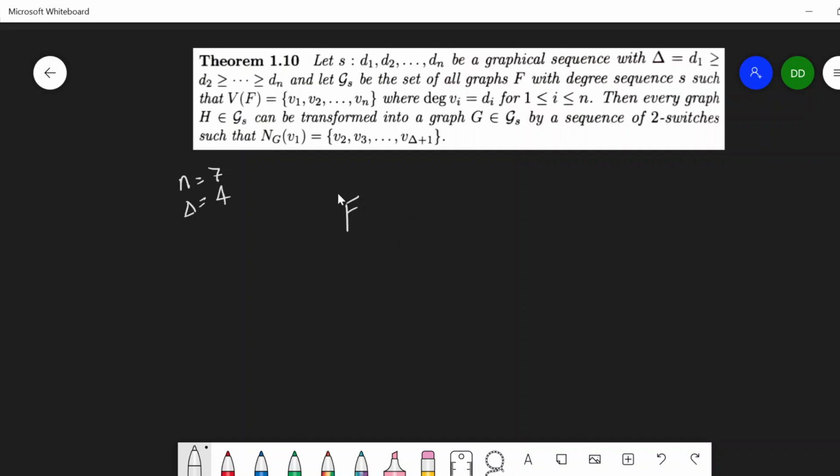So let's look at a graph that might be an F, and I'll point out how it could be different than this. And I'm going to draw this a certain way. So I'm going to draw v1 here, and as we know, v1 has the highest degree. It has degree delta, right? The degree of v1 is equal to delta, the highest degree. And so it's going to be adjacent to some vertices up here. So I'll draw v2, v3, v4, v5, v6, v7.